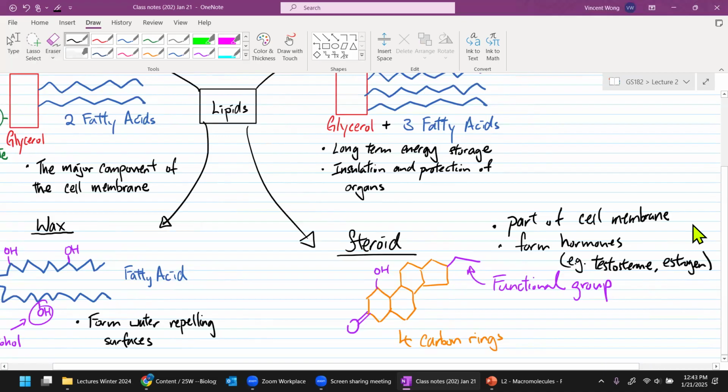You can put progesterone here as well. There is also aldosterone and a bunch of them. Okay.